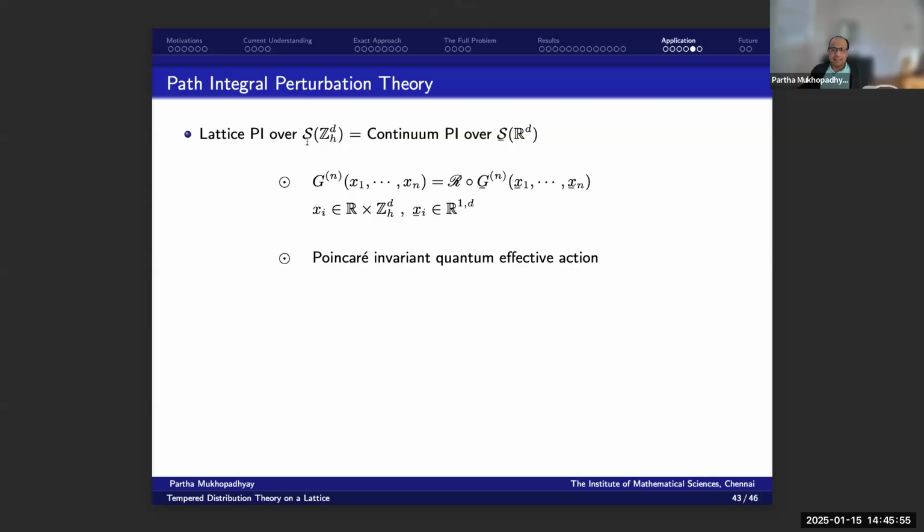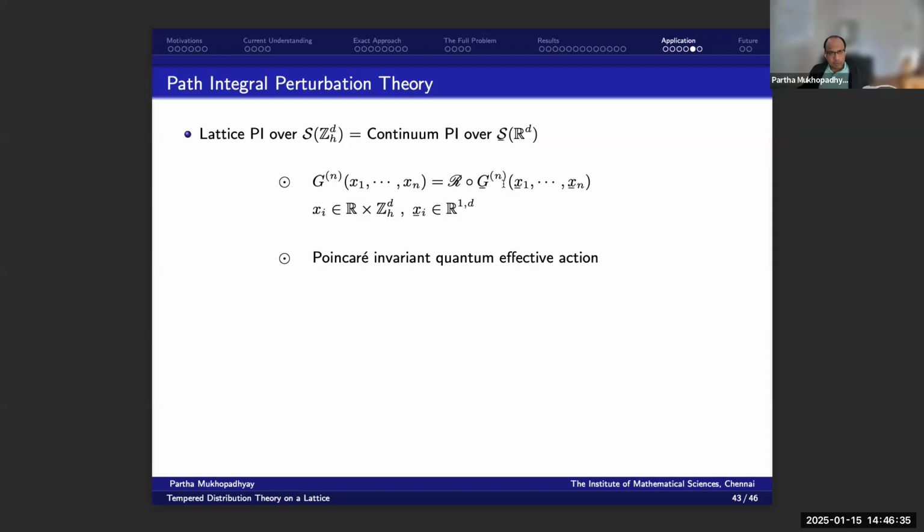If you do the lattice path integral over the lattice Schwartz space, that is the same as the continuum path integral over the continuation of the lattice Schwartz space, that is S lower bar on R^D. And you can actually formulate path integral quantization of the lattice theory and argue this. It implies that the n-point Green's function on the lattice is just the restriction of the n-point Green's function of the continuum theory, where the path integral is done on S lower bar. So that is G lower bar.